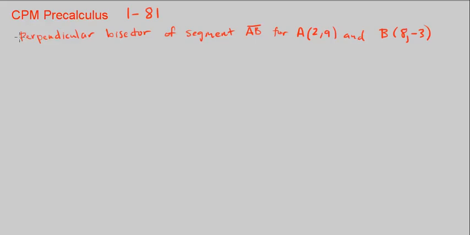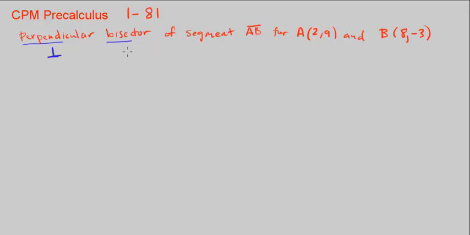This is CPM Precalculus, Chapter 1, number 81. So here we're asked to find the perpendicular bisector of segment AB for A is (2, 9) and B is (8, -3). Okay, so perpendicular, we know that means they intersect at 90 degrees.